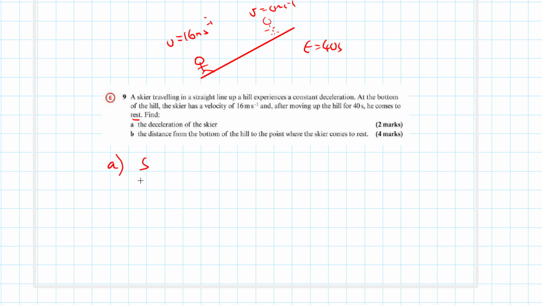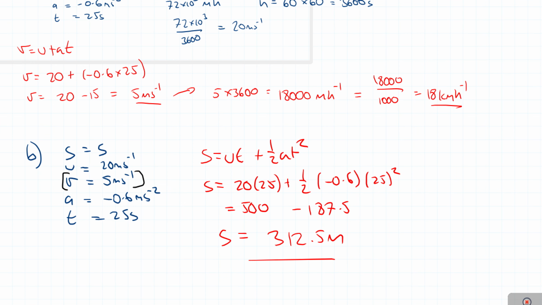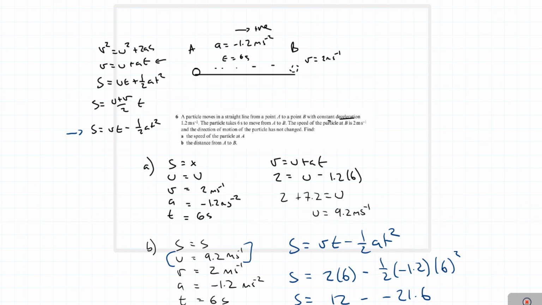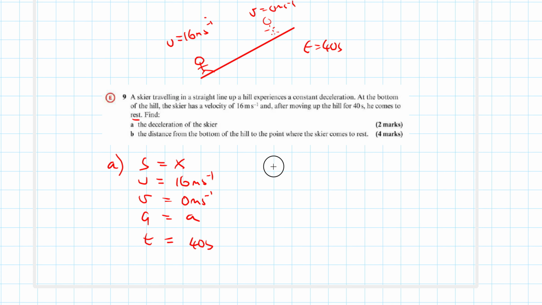So here we have SUVAT. We don't know the displacement, so we don't need to find this one. Our initial velocity is 16 meters per second. Our final velocity is equal to 0 meters per second. Our acceleration is what we want to find, a, and t is equal to 40 seconds. So here we're going to use the equation that doesn't have s, which is v equals u plus at.